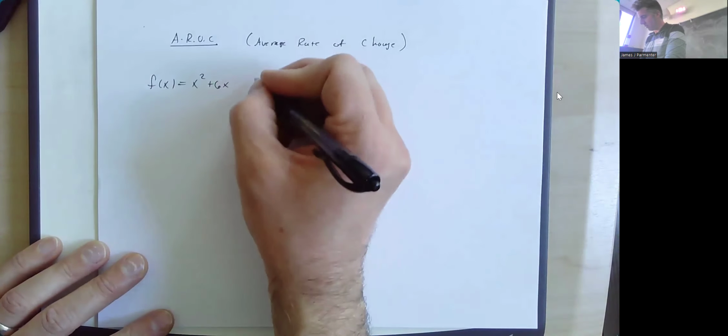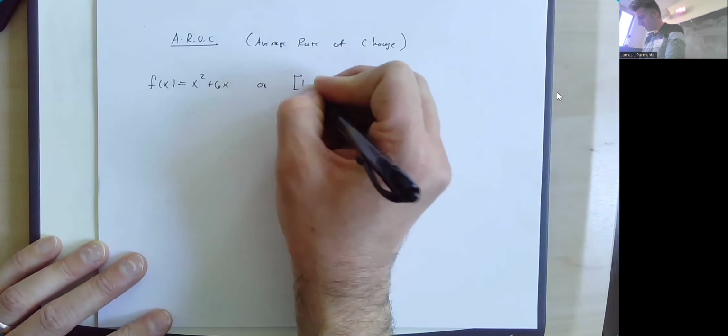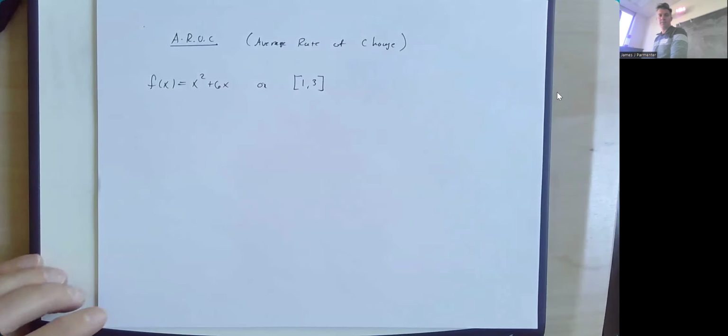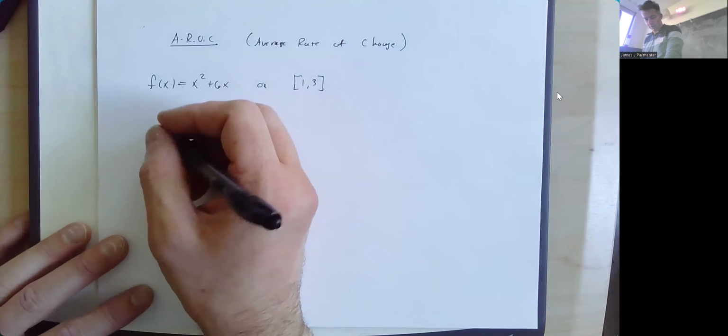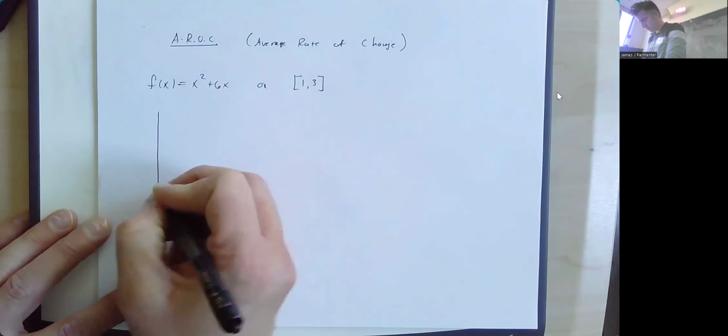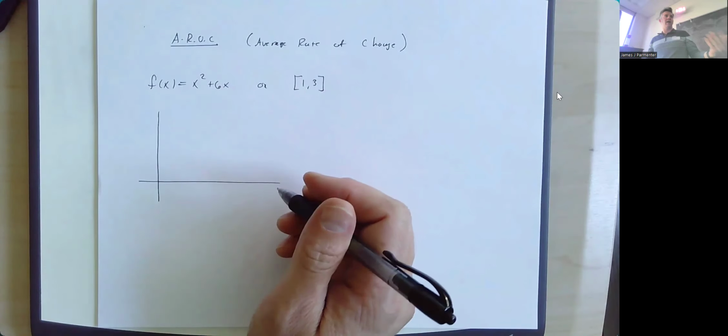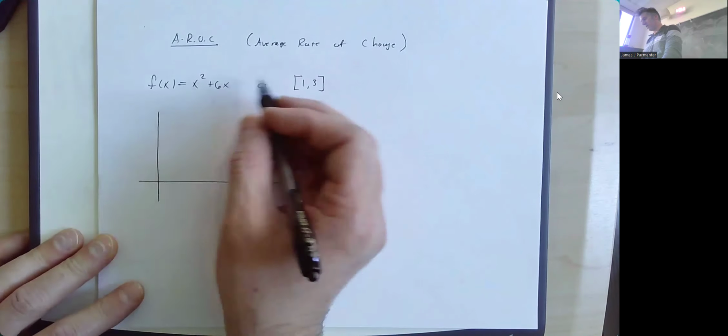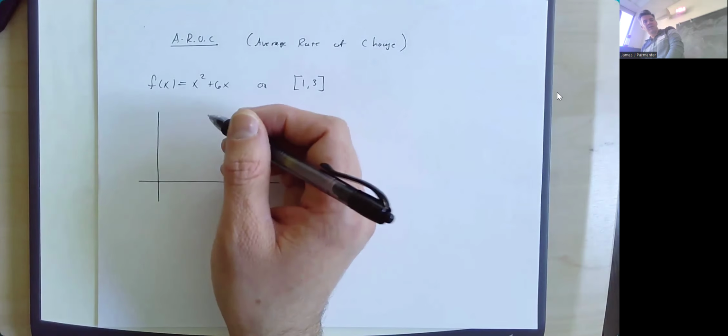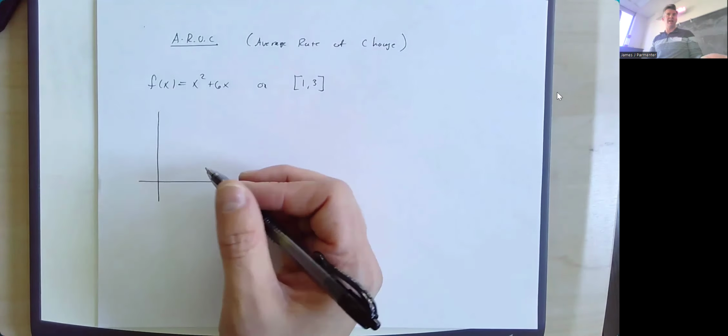And we want to look at the interval from 1 to 3. Let's graph this poorly. When I say poorly, I mean I'm going to graph the function not very well to scale. So x squared plus 6x is an upward opening parabola. It would have an intercept at the origin and at -6.